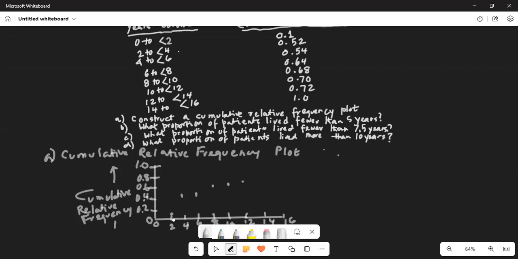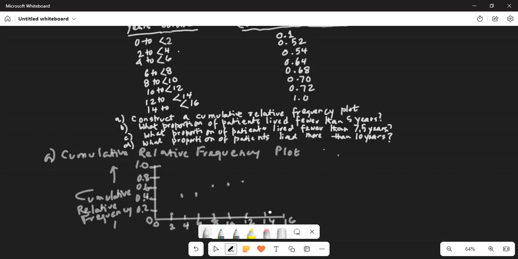So everybody understands what I'm doing. I'm taking the endpoint of the first age group, which is 0 to 2. The endpoint is 2. And the cumulative relative frequency on the vertical axis is 0.1. That's where I got the first point. Then the next one, the cumulative relative frequency is 0.52, which is y. And the x is the endpoint of that group, which is 2 to 4. Therefore, 4 and 0.52, and so forth.